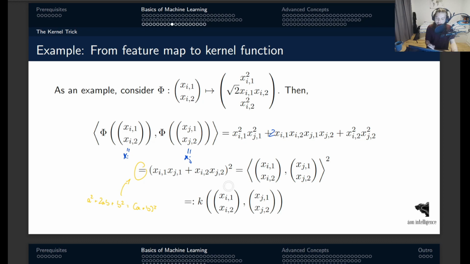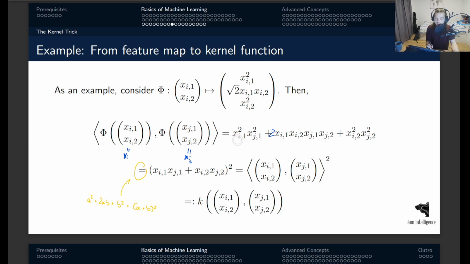And using one of the binomial formulas, we see that we can simplify this expression as such. So we have the sum of products of individual entries of the two vectors xi and xj. So here's the first entry of xi times the first entry of xj, plus the second entry of xi times the second entry of xj. And then we take the square of that sum of products. And we observe that this is equal to the square of the inner product of the untransformed observations. So here, these are the plain observations, no feature map applied. We just take the square of the inner product of those two. And we define this to be our kernel function, taking as input the observation xi and xj.